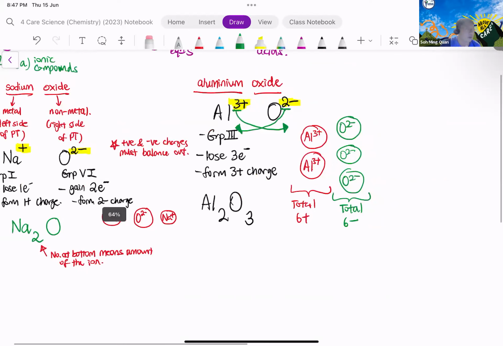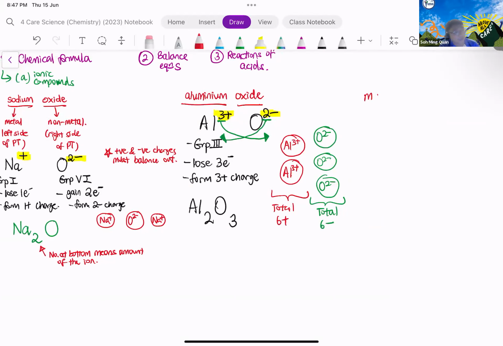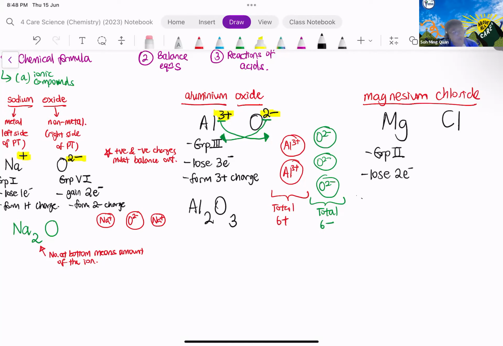Okay, let's do one more simple example. Magnesium chloride. Now, magnesium chloride is a very commonly tested formula. You should learn magnesium chloride quite well. Again, it's quite obvious. Magnesium is a metal, whereas chloride comes from chlorine. Chlorine is a non-metal. So magnesium, group 2. You must look for magnesium in the periodic table. It's in group 2, so it has 2 valence electrons. It will lose 2 valence electrons and it will form a 2+ charge.